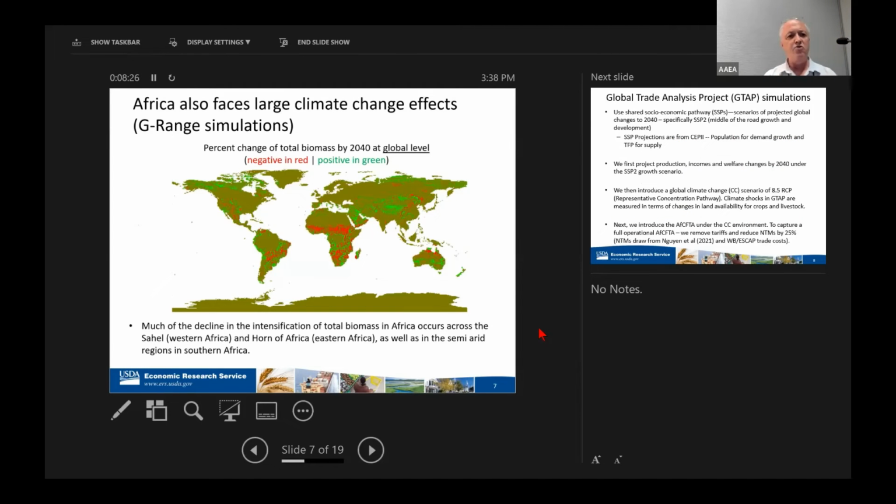And then when we look at the G-range simulations, and this is just putting it in a simpler way, not having a range of percentage changes, but just saying as long as there's a negative change, these are the areas where you do see the impact on total biomass in this case. So the red is the negative changes in total biomass by 2040 at the global level. And just eyeballing it, you can see that Africa is one that's getting really hit hard. The other would be Latin America and a few other spots around the world.